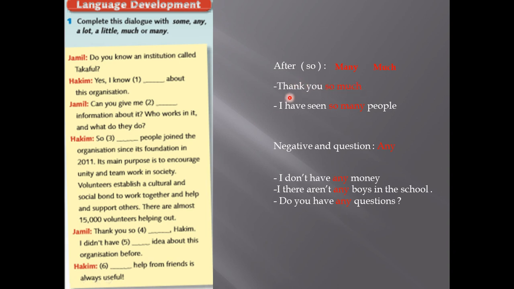Thank you so much. I have seen so many people. So with "so" we used here "many" and "so much". And also, with the negative and in the question form, we usually use "any". Look here. I don't have any money. This is negative. There aren't any boys. Also this is negative. Do you have any questions? Here we used "any" with a question. So we use "any" with both, either with a question or negative.